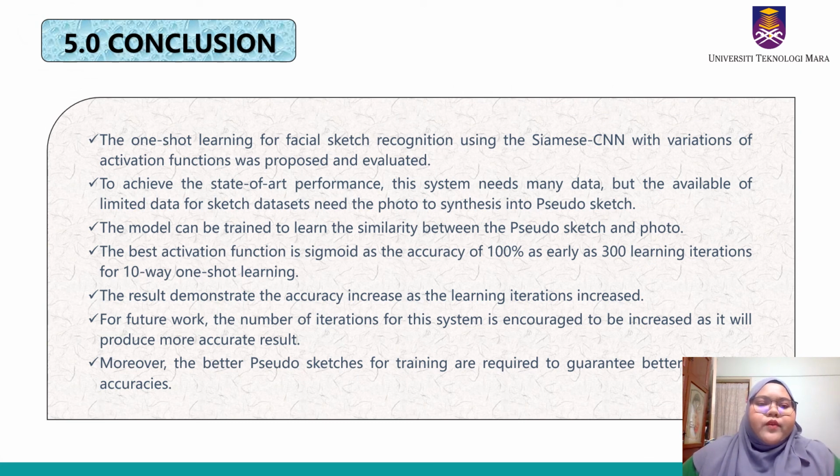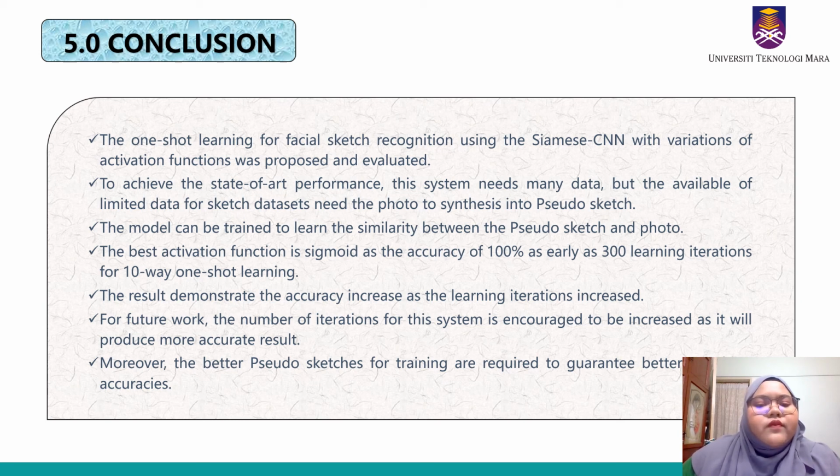A conclusion can be made from this project, where the one-shot learning for facial sketch recognition using the Siamese-CNN with variation of activation function was proposed and evaluated. To achieve state-of-the-art performance, this system needs a lot of data, but the limited availability of sketch datasets requires the photo to be synthesized into a pseudo-sketch. The model can be trained to learn the similarity between the pseudo-sketch and photo.